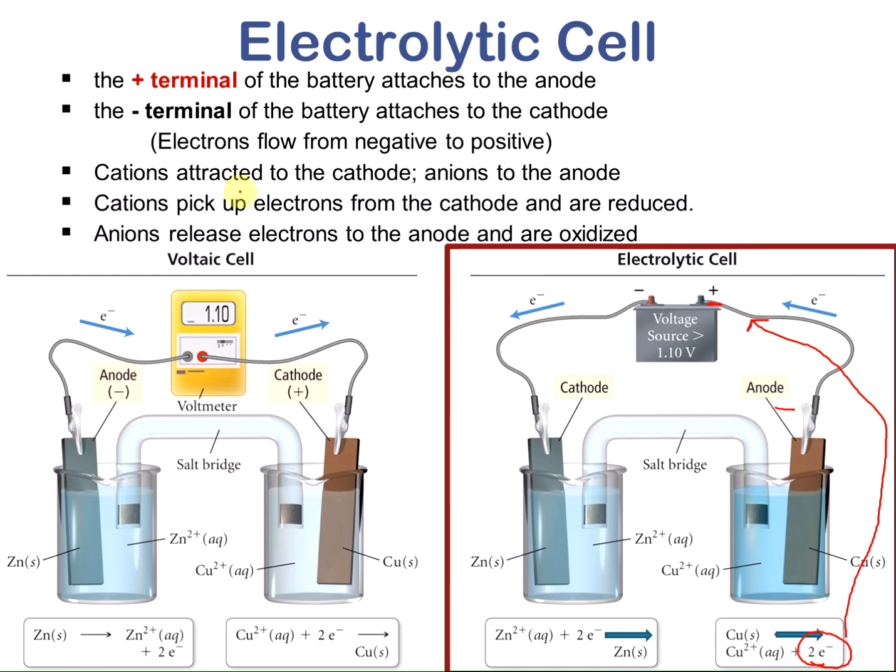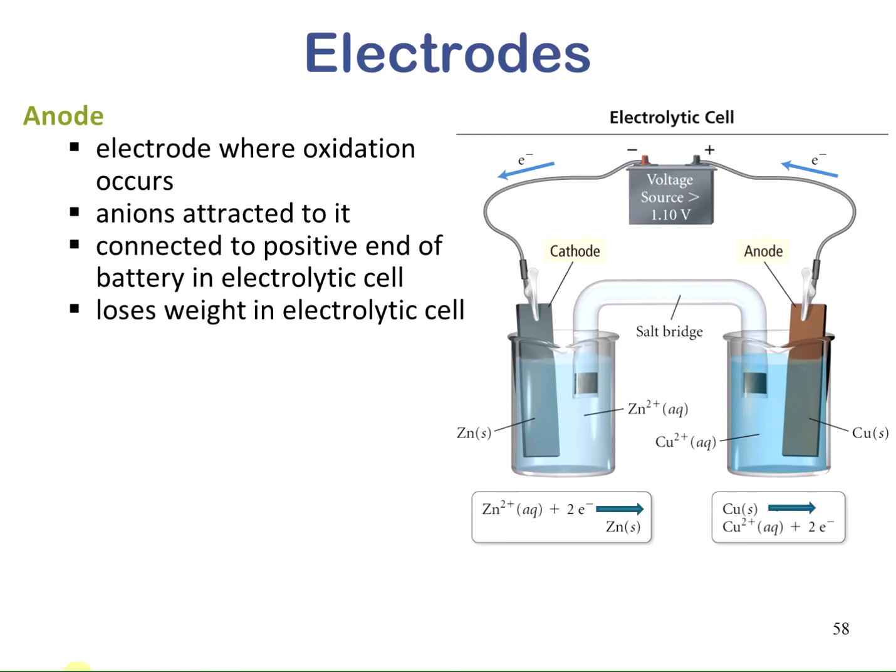And so in this, the cations are attracted to the cathode. So the cations in the salt bridge are attracted to the cathode, and the anions are attracted to the anode. And those cations pick up electrons from the cathode and are reduced, and the anions release electrons to the anode and are oxidized. So again, at the anode where oxidation occurs, so they both start with vowels, the anions are attracted to it.